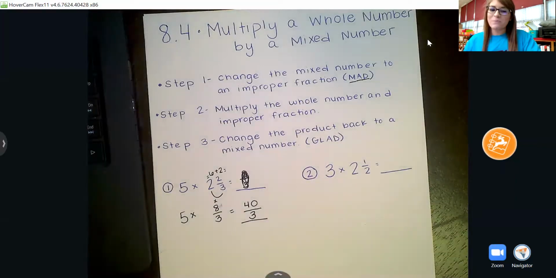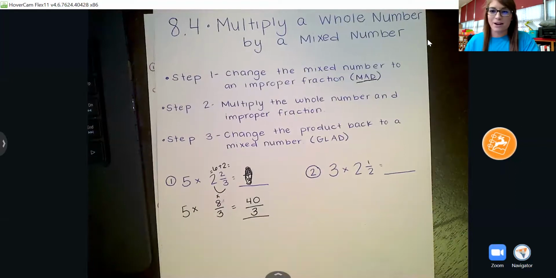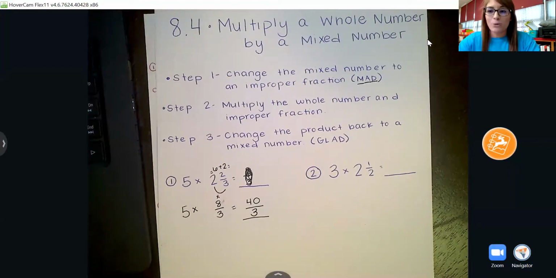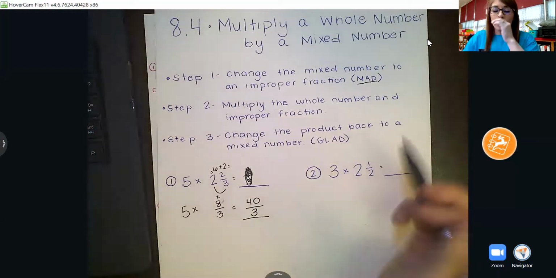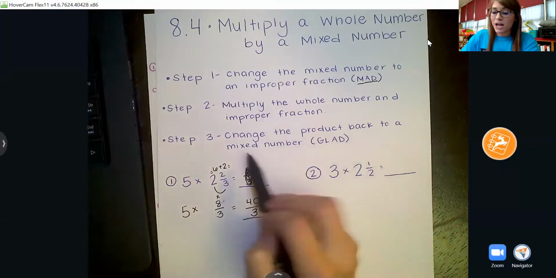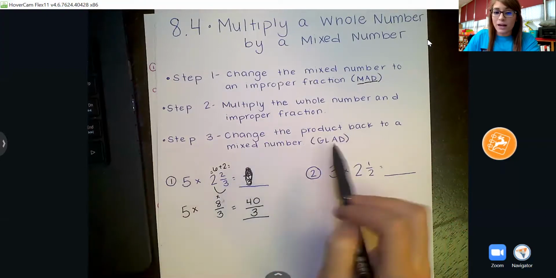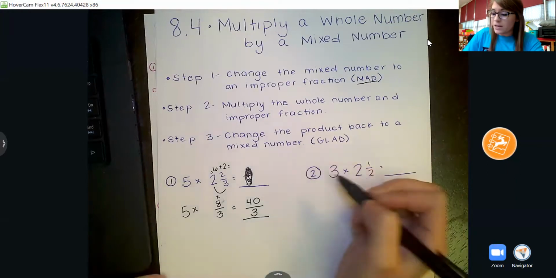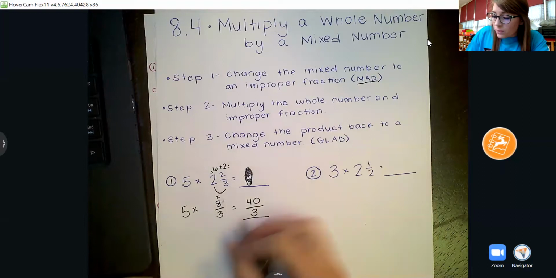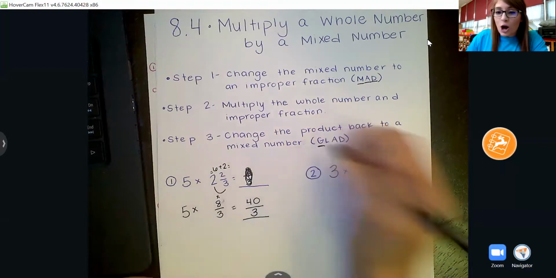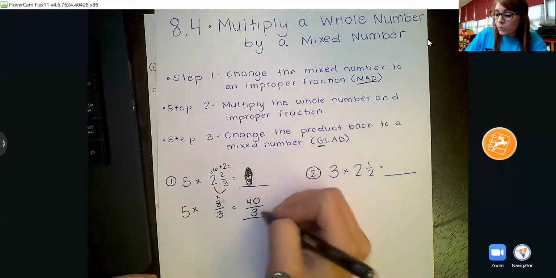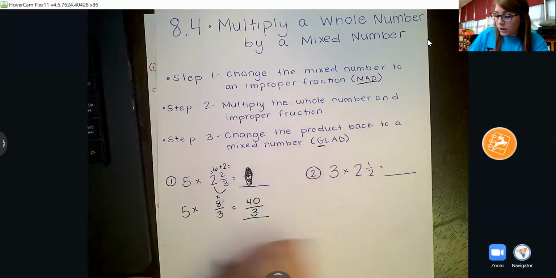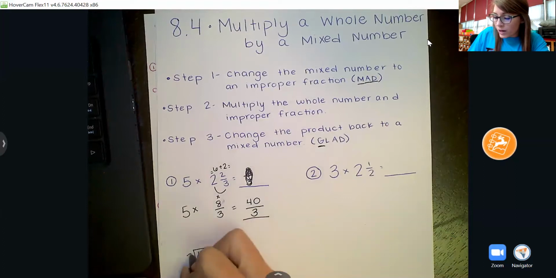Okay, now unfortunately, 40/3 cannot be our answer because that is an improper fraction. We can't leave our fractions improper, okay? So for step 3, we're going to have to change that improper fraction back into a mixed number by doing GLAD, okay? GLAD, the G stands for go divide the numerator by the denominator, okay? So I'm going to go ahead and divide 40 by 3.